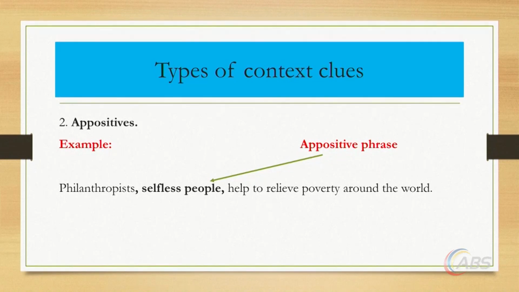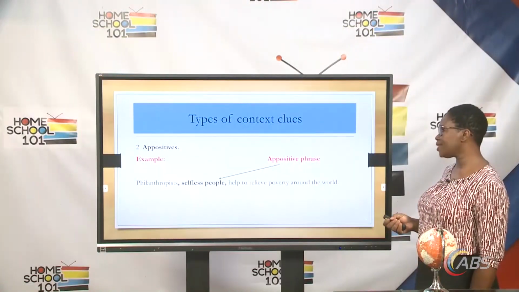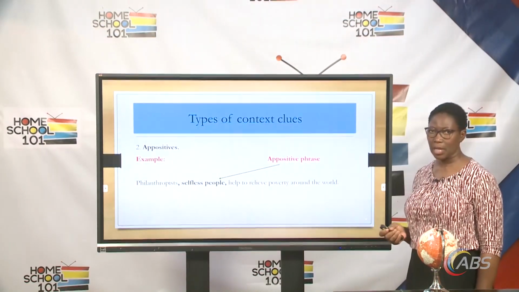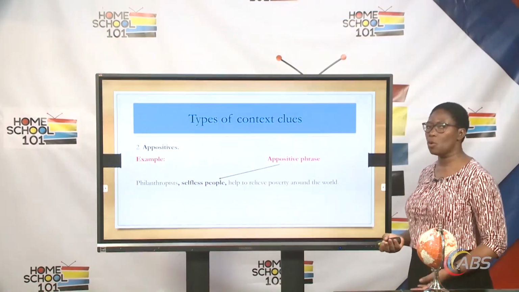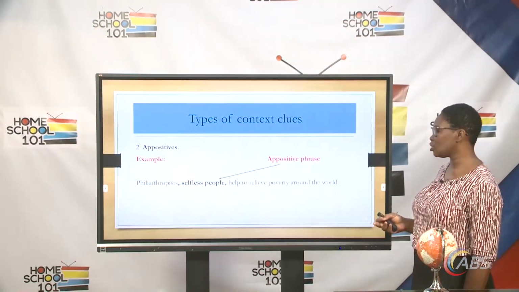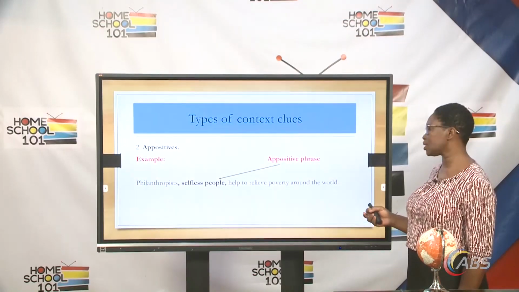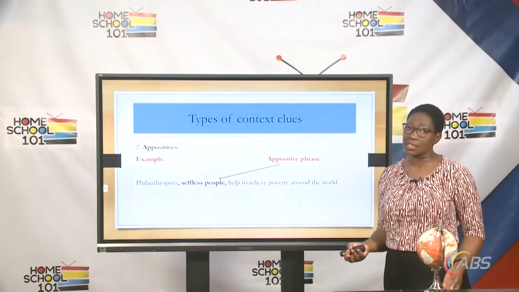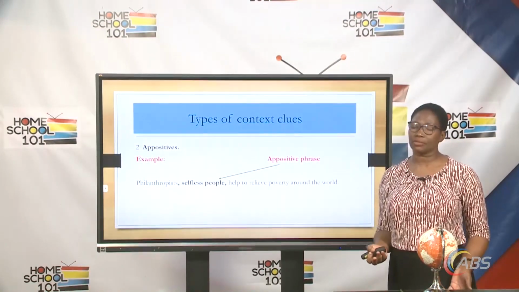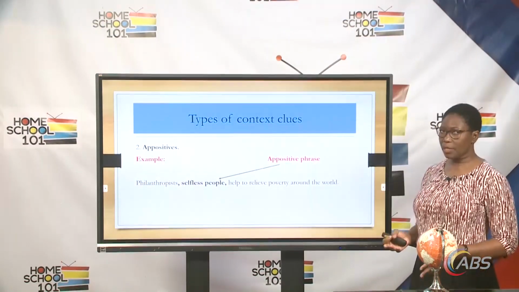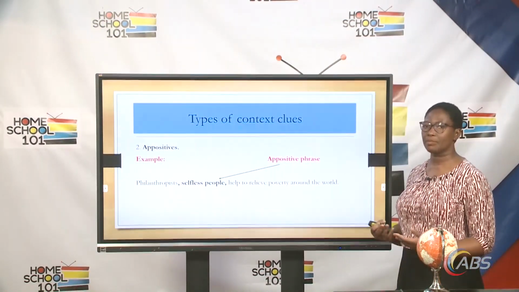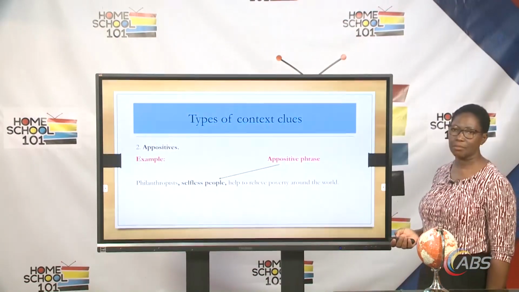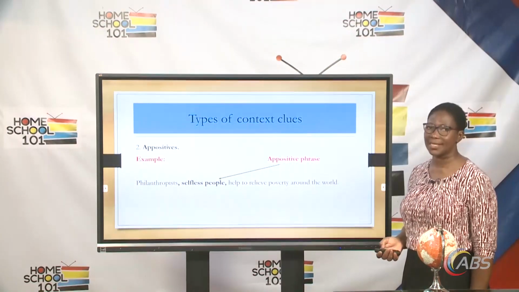Suppose you had never heard the word philanthropist before, but then right next to it you have the appositive phrase, selfless people. So you get an understanding of who a philanthropist is. Now, in addition to the fact that you have selfless people, when you look at the sentence, help to relieve poverty around the world, and you know, of course, money and resources. Other forms of resources are what people use to relieve poverty. So clearly, these are people who use their money, they use their resources to help other people. And you would get the meaning of the word through the appositive phrase.